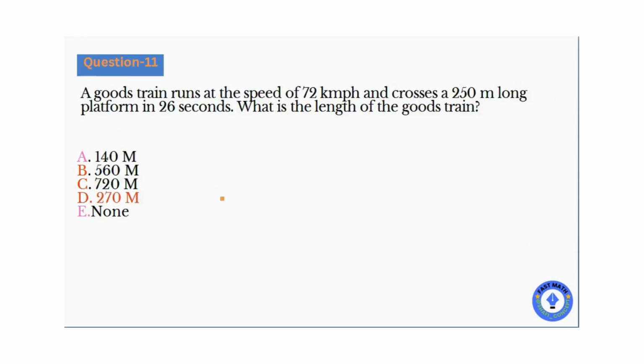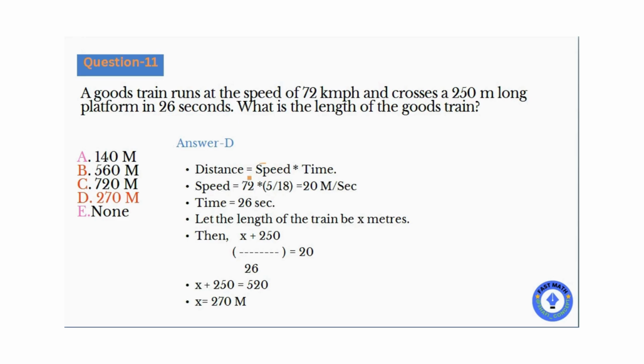Coming to the next question, a goods train runs at a speed of 72 km per hour and crosses a platform of 240 meters length in 26 seconds. What will be the length of the goods train? In this, you know the speed of the train, that is given as 72 kmph, and it crosses the platform. The length of the platform is 240 meters. What is the length of the train?